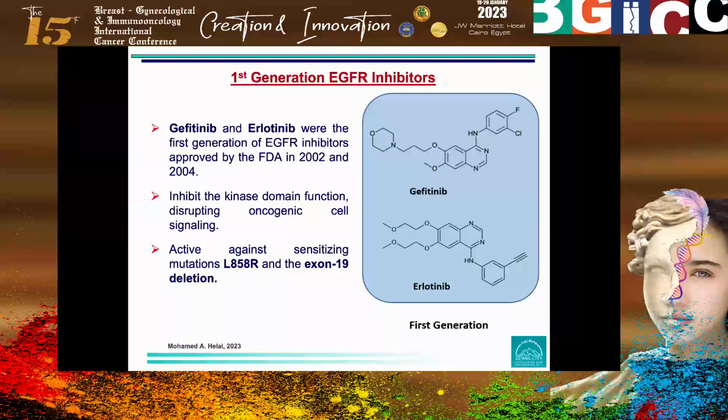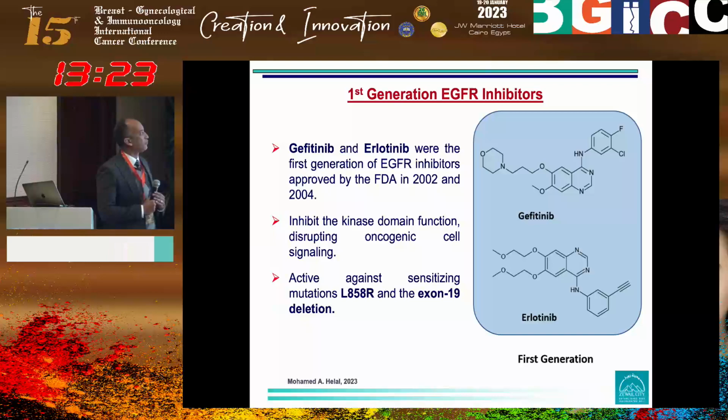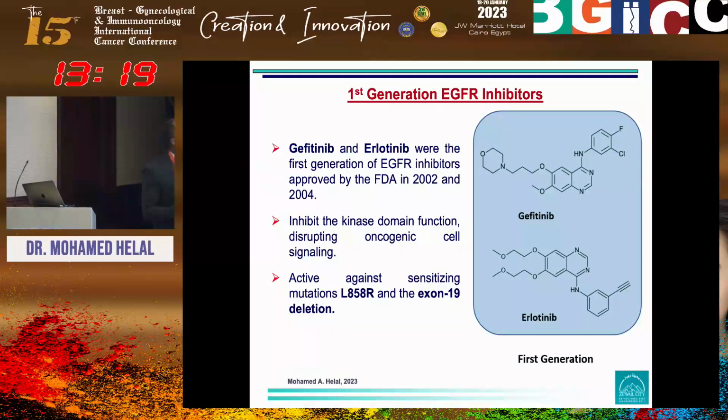So the EGFR inhibitors were proved effective in treatment of various types of cancer. These are the first generation EGFR inhibitors approved in 2004 and 2003. It's gefitinib and erlotinib, and they are active against sensitizing mutations.